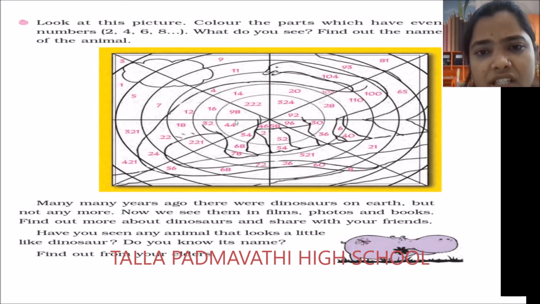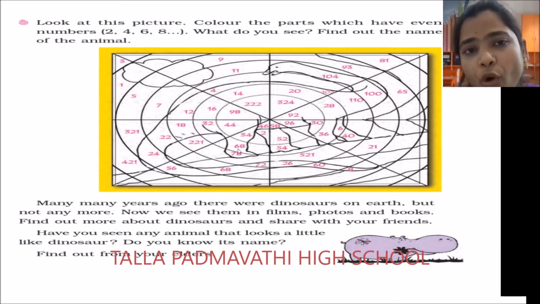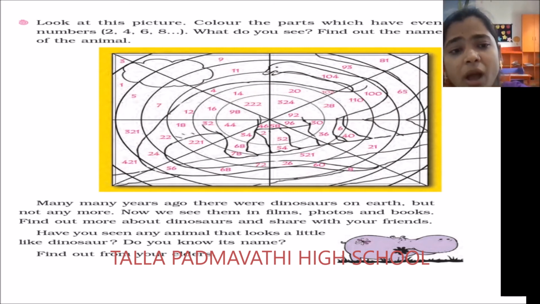Next, 14 is an even number, 16 is an even number, 12, 18, 22, 24, 56, 68, 72, 26, 68, 28, 110. So among this complete picture, wherever you have even numbers, you have to color that particular area and see what animal you will be able to see after coloring it. It will be a dinosaur. Many years ago there were dinosaurs on the earth, but not anymore. Now we see them in films, photos and books.